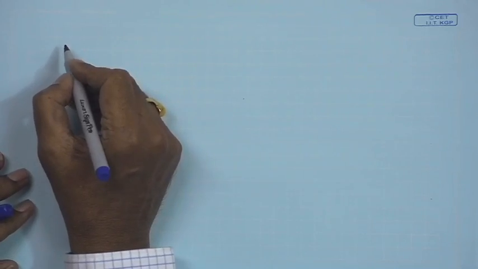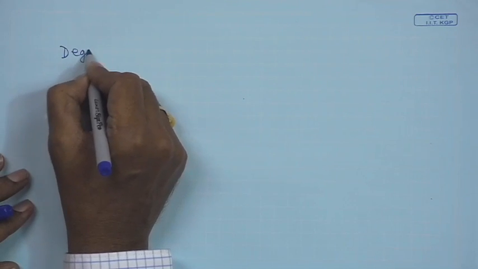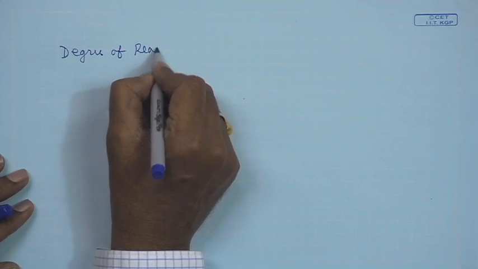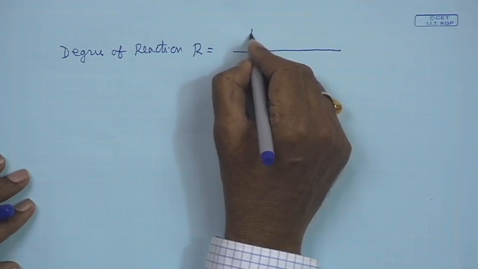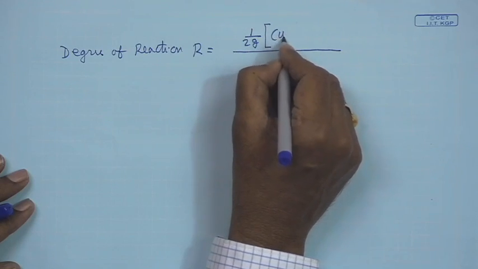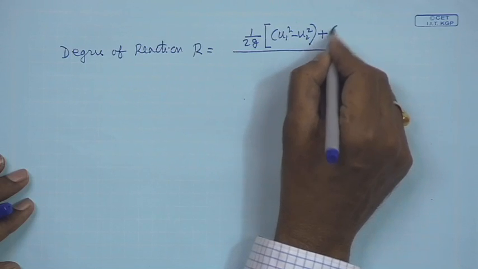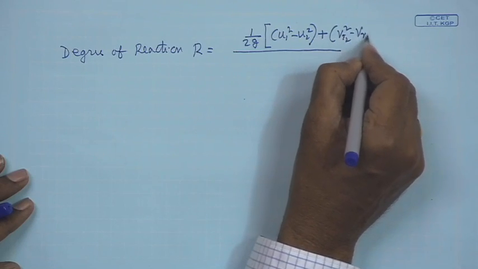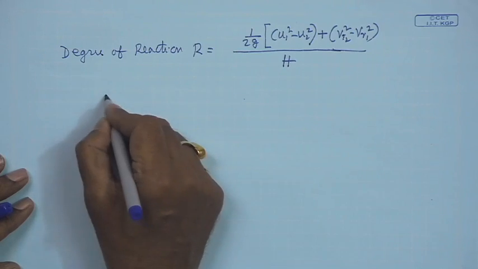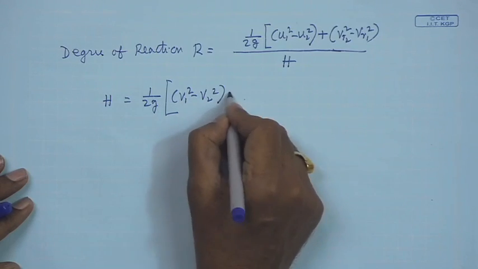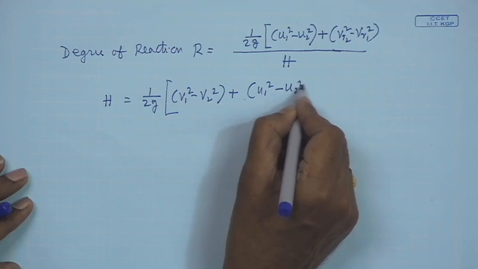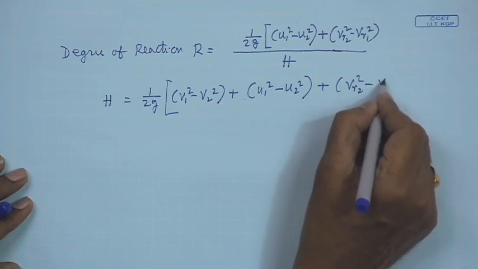Okay. And at the end I will tell you, to differentiate between an impulse and reaction machine, for any machine we define a degree of reaction R as the ratio of the change in static head, that means 1 by 2g times u1 square minus u2 square plus Vr2 square minus Vr1 square, divided by the change in the total head. Total head is 1 by 2g times V1 square minus V2 square plus U1 square minus U2 square plus Vr2 square minus Vr1 square.